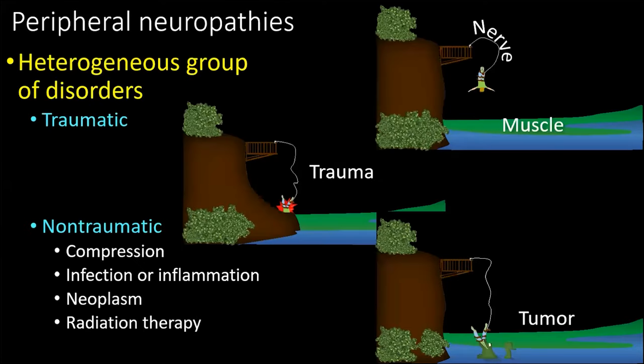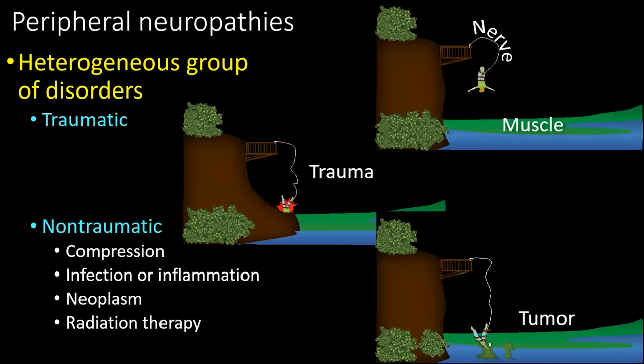So let's talk about peripheral neuropathy. They're actually a very heterogeneous group of disorders. The way I look at it is the nerve is kind of the connection between the spinal cord and the muscles. The same way a bungee cord kind of connects you between the ground below and the cliff. And many things can interrupt you on your way down. Trauma, tumor, compression, infection, radiation therapy, many things. Anything that interrupts your travel from the top of your hill to the bottom can possibly cause disruption of the nerve and a peripheral neuropathy.